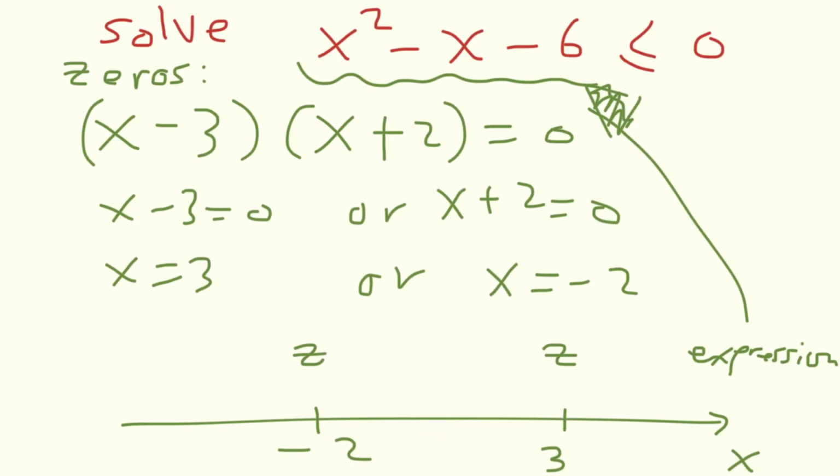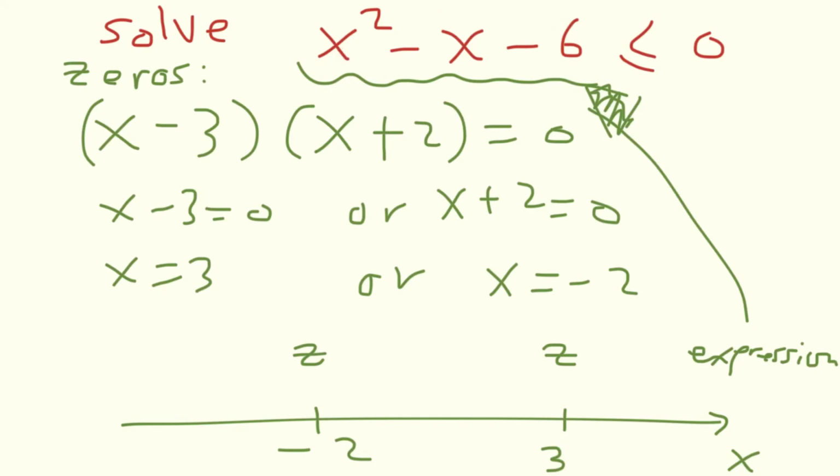Because if it is negative, I will take it, because I want it to be smaller than 0. Smaller than 0 already means negative. 0 or smaller, yeah, exactly. So I also take the zeros. So this is already part of the answer. But I don't know what the other part of the answer is: between them, before them, or after them. I want to know, so I have to make a test point to find out when this expression is negative. So let's make test points.